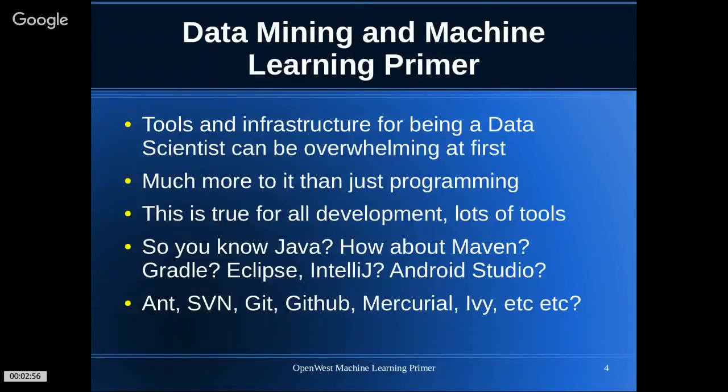And again, the point is there's all these other tools, and I'm going to show you in the world of data science that there's a lot of tools you need to know as well. Just to wrap up, if you look at that last line, it just gets bewildering, the almost alphabet soup of things you need to know to get into any particular development effort. And I just realized that my footer says Openwest Machine Learning Primer, so sorry about that. Forgot to fix that up.